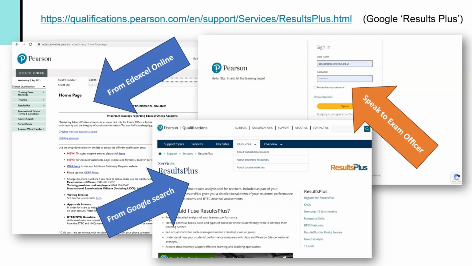Speak to your exam officer to make sure you've got it, because it's all centralized now, in terms of your login for online is the same for your Results Plus.